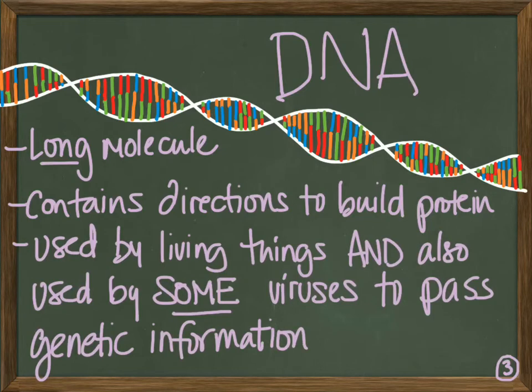Now, DNA is used by all living things, like you and me and maple trees and fish and mushrooms and mice and dandelions, and you get the picture. Bacteria use DNA, but it's also used by some viruses, not all, but some viruses, to pass on genetic information. That is, instructions to make more viruses. They can't make more viruses on their own, so they still have to have a recipe for when they hijack your cells. So DNA is used by all living things and some viruses to pass on genetic information.